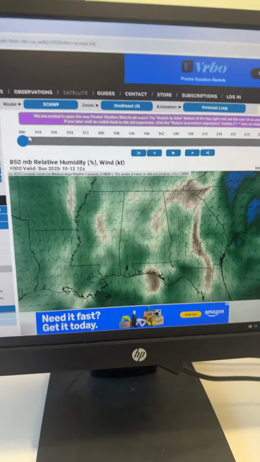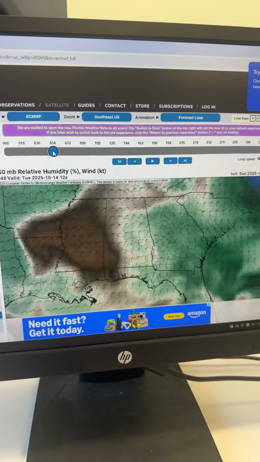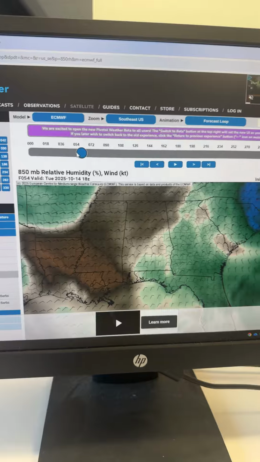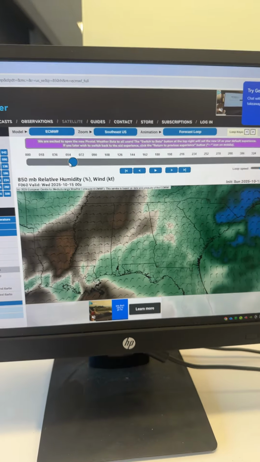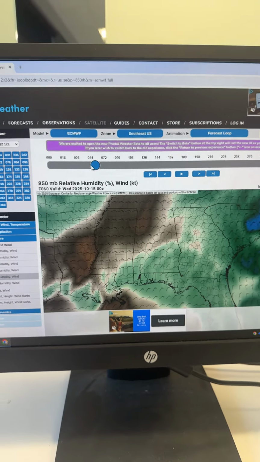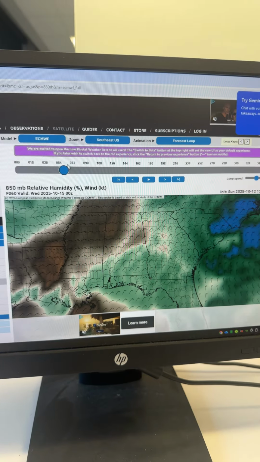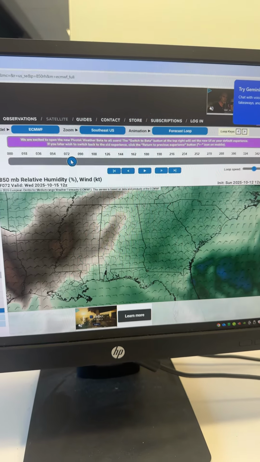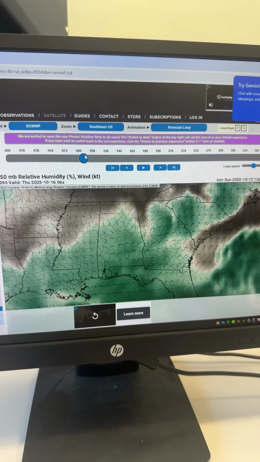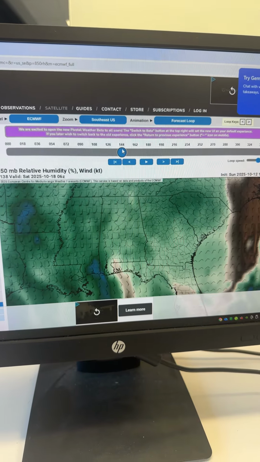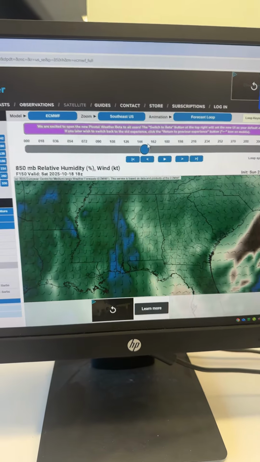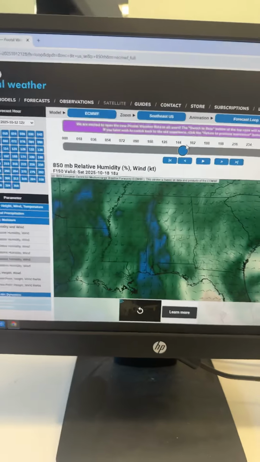So I zoomed into the southeast, and as we move forward a little bit, we see quite a potent pocket of dry air, which kind of goes along with what we've been seeing with the ridge in the atmosphere higher up, and that just shows that we don't have a lot of moisture to support any storms over the next few days, but we do see that change as we head towards Friday and Saturday. We get a nice buildup of some more moisture as well.